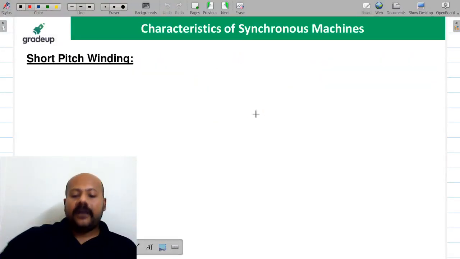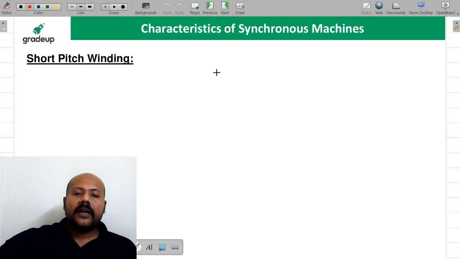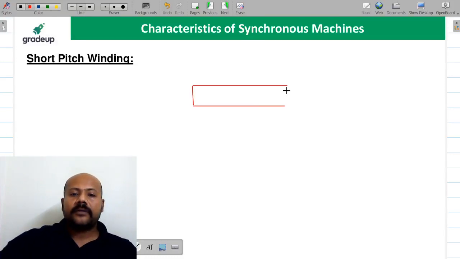Now let us see the short pitch winding we want to discuss. What is short pitch winding? Please focus here for some time and we will try to understand what short pitch winding is. Suppose this is the north pole.